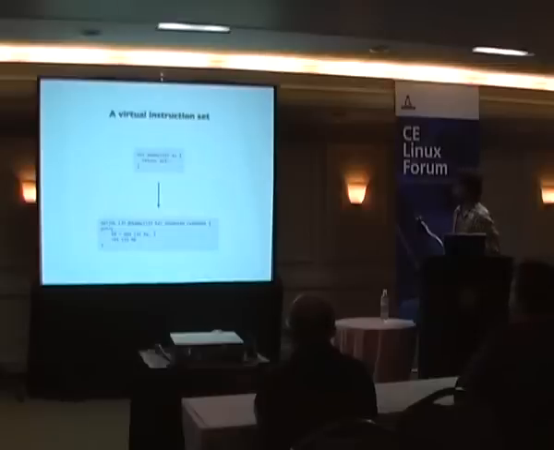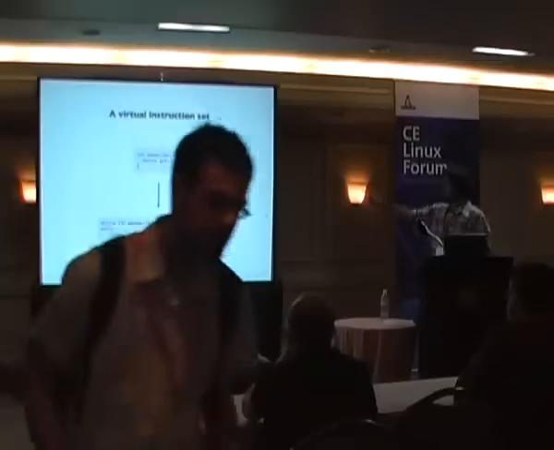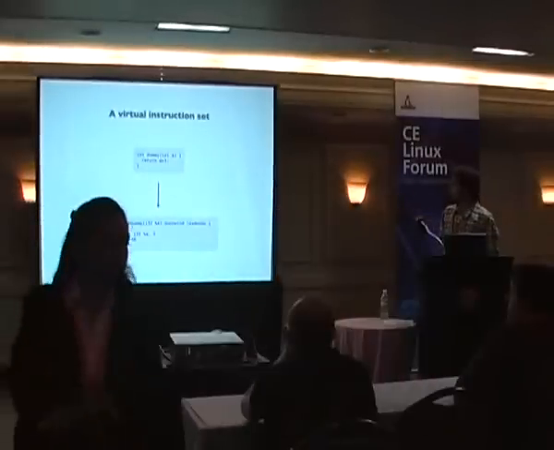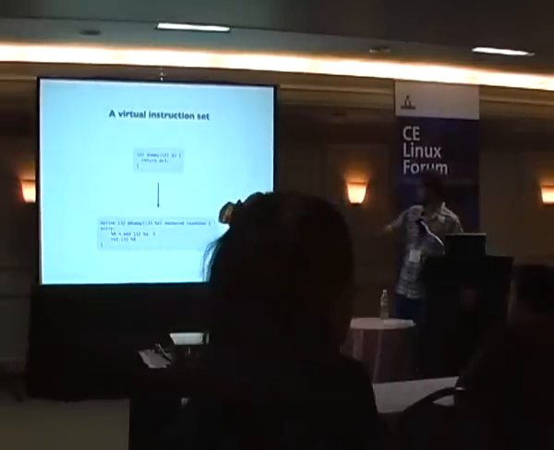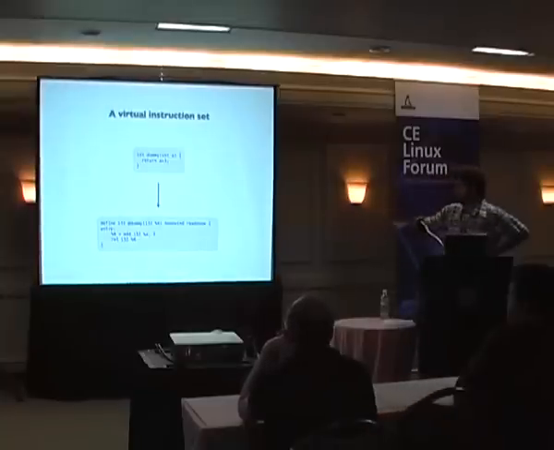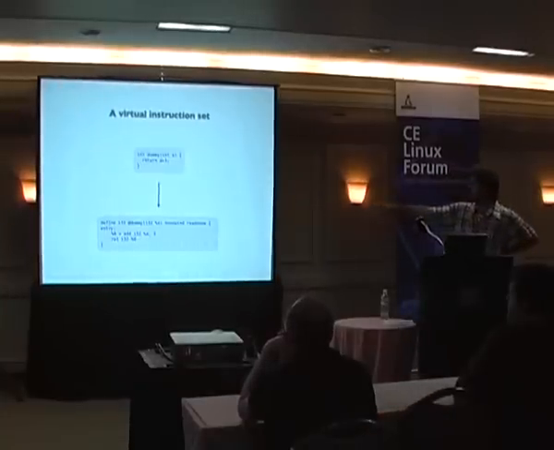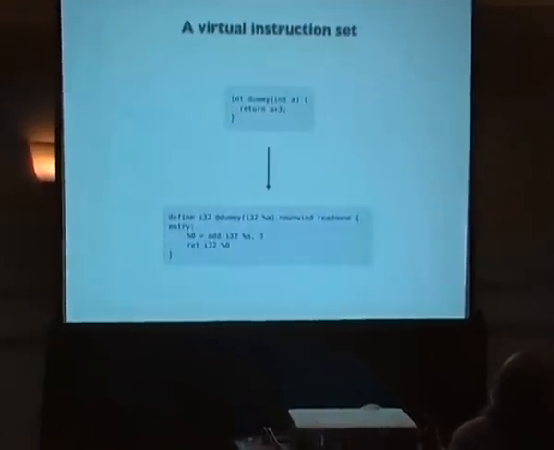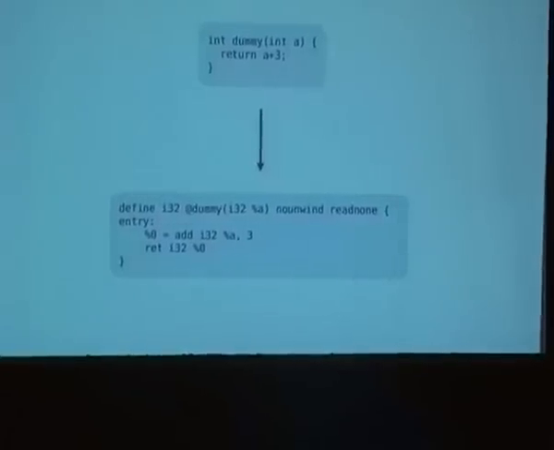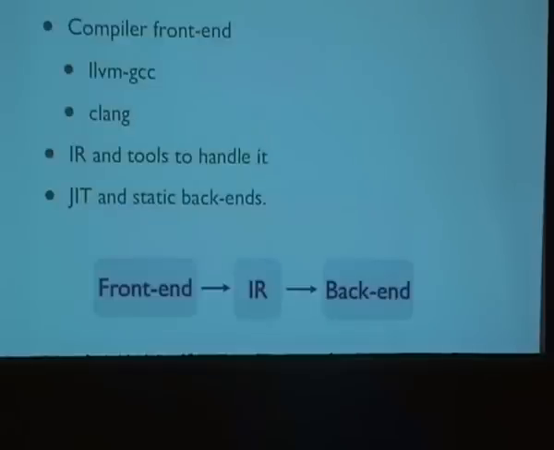Okay, so here's an example of the virtual instruction set. After we get a C function like this and pass it through a front end, we get something like this. As you can see, we have the three-address-code representation there for a simple add. We have infinite registers, so you just return the value, and that's just to show you how it looks for now.